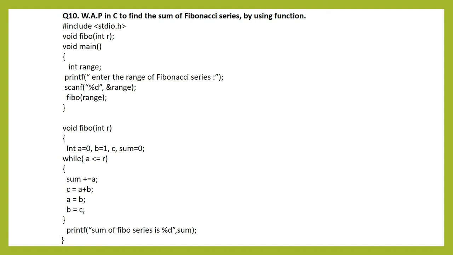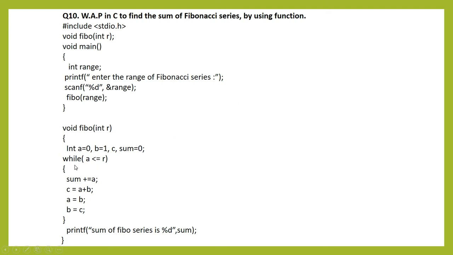So if your range is 5 terms, 3 terms, 4 terms, R accepts that value. Now here A value is 0 and B value is 1. Already I had told you that 0, 1, 1, 2, in such a manner it goes on continuing. So initially you have to assign the values: one is 0, another one is 1. Now in this function we have to calculate in such a manner that 0 plus 1 becomes 1, again 1 plus 1 becomes 2, and so on.